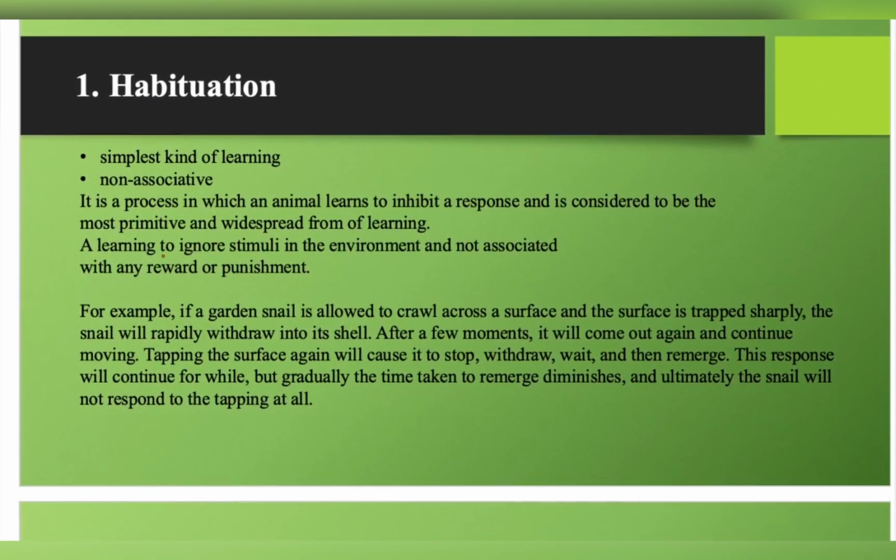Number 1 is habituation. It is the simplest kind of learning. It is non-associative. This is a process in which an animal learns to inhibit a response, that means a response which it will not do again. It is considered to be the most primitive and widespread form of learning. So it is learning to ignore a stimulus in the environment that is not associated with any reward or punishment. This is very important: habituation is not associated with any kind of reward or punishment.